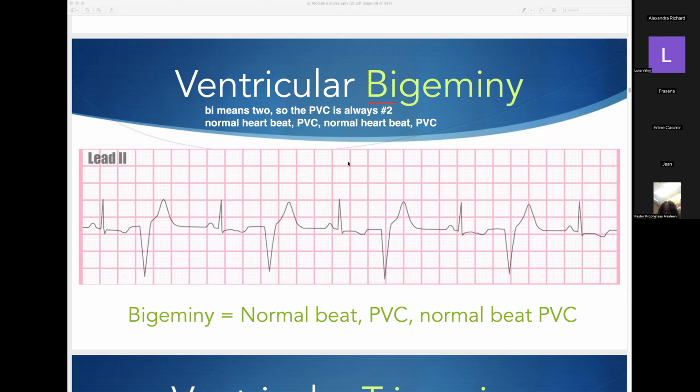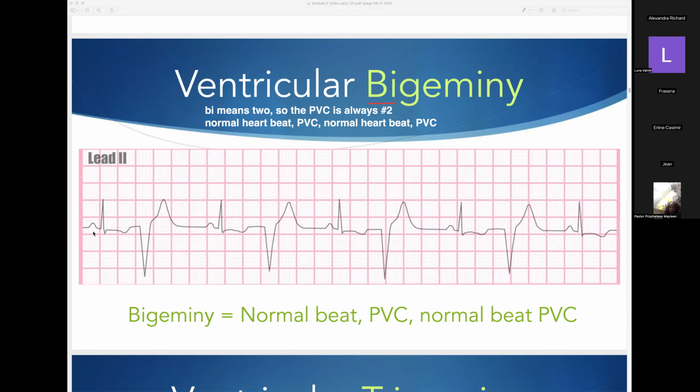Okay, so three premature ventricular contractions back to back mean that the patient has ventricular tachycardia. We would call that 3 beats of VTAC. So, does everyone understand ventricular bigeminy? That the bi means two, and so that means that the PVC is always number two.